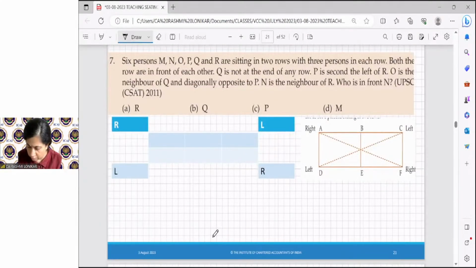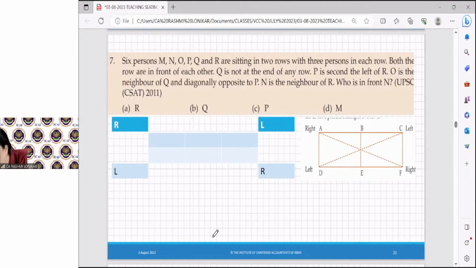So here you have people sitting across a table. They are sitting in 2 rows, 3 persons in each row. Both the rows are in front of each other. Means they are not sitting with their backs to each other; they are sitting with their faces towards each other. So it is as good as sitting across a table. Remember this. So this is my A, and this will be to the right. This is my B, this will be his right. And this is my C, this will be his right. Here D, this will be his left. E, this will be his left. And F, this will be his left.